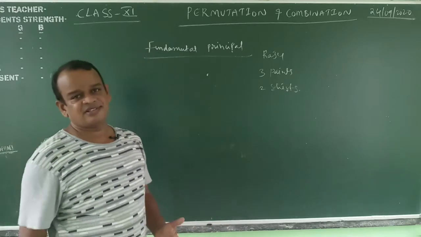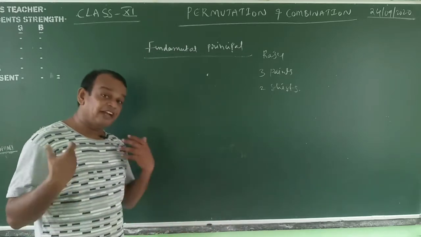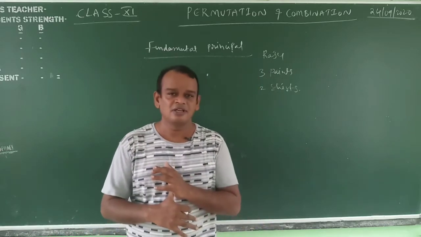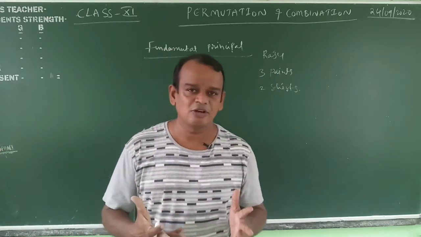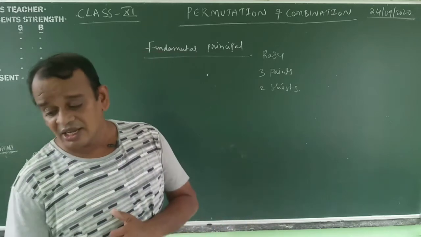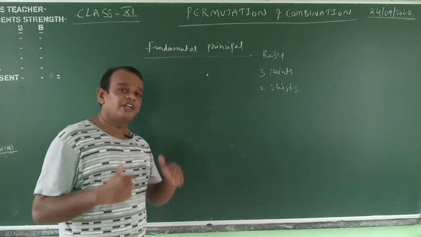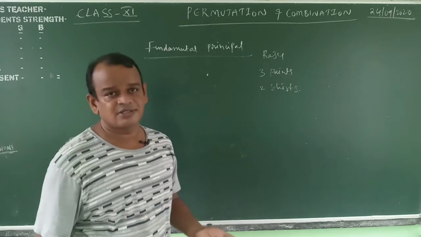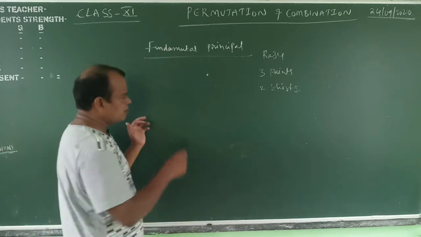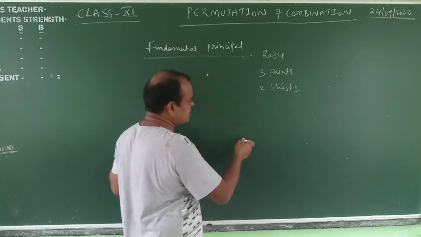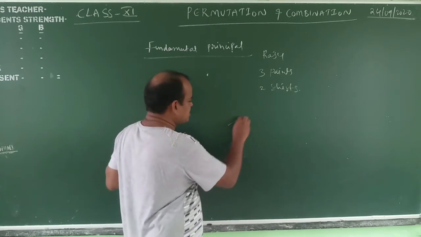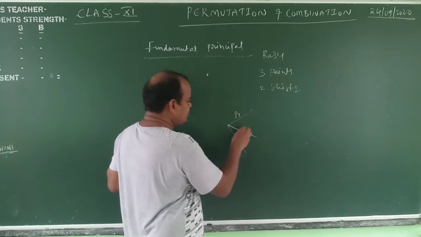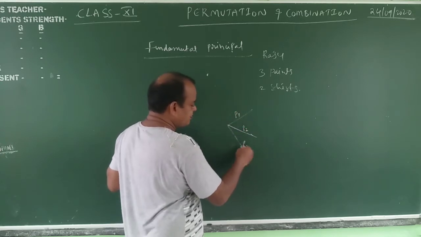How many different ways, not matching, can he dress up using 3 pants and 2 shirts? Observe clearly. Suppose this is pant 1, this is pant 2, this is pant 3.